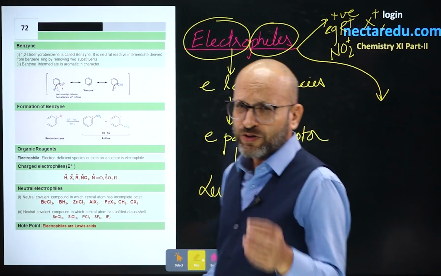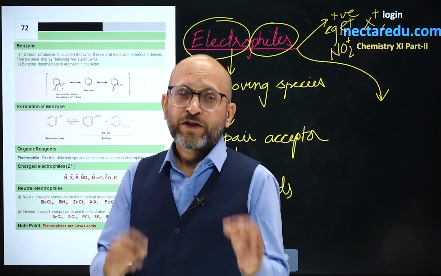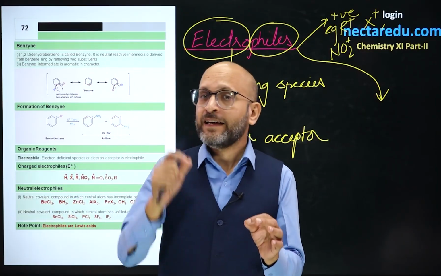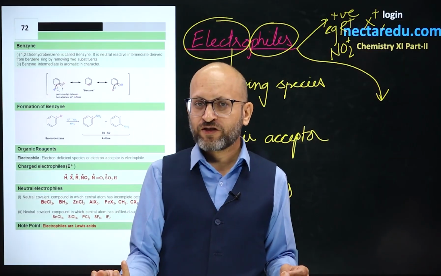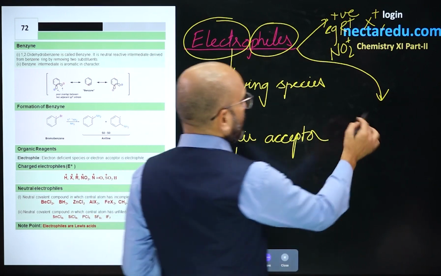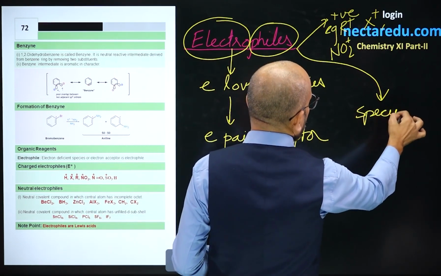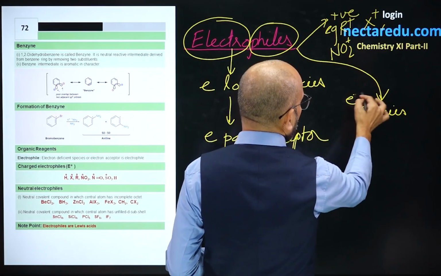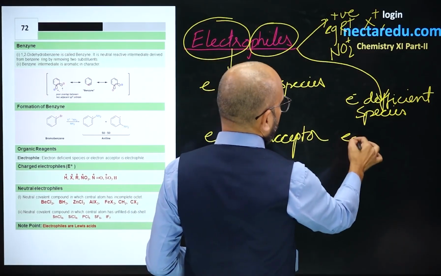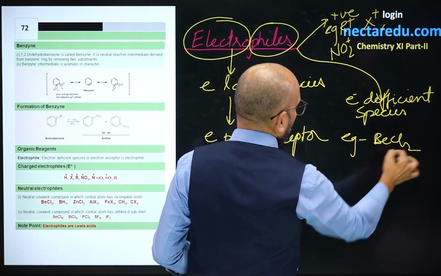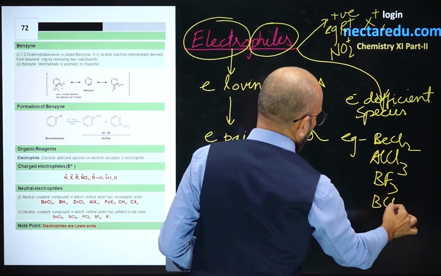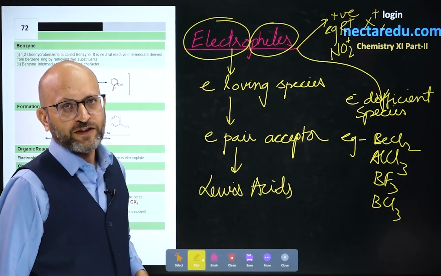So can we say that neutral species can't be electrophiles? No. Neutral species can also be electrophiles. Either they have a deficiency of electrons or they have a vacant orbital. Alright. So you have all the species having deficiency of electrons. Species having electron deficiency are also neutral electrophiles. Example you can have BeCl2, AlCl3, BF3, BCl3. All these are Lewis acids or electrophiles.